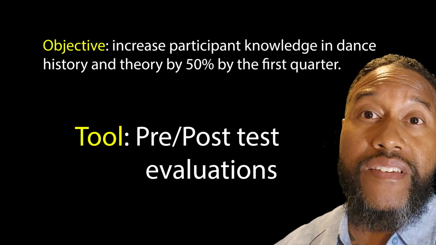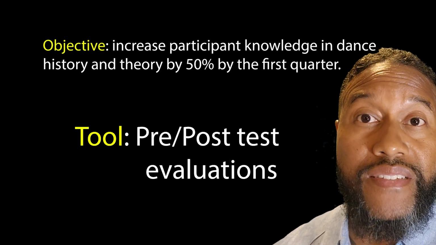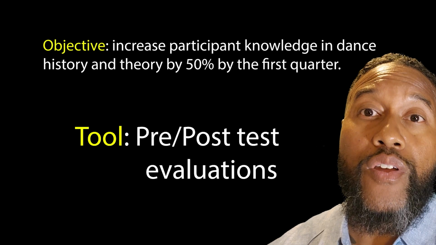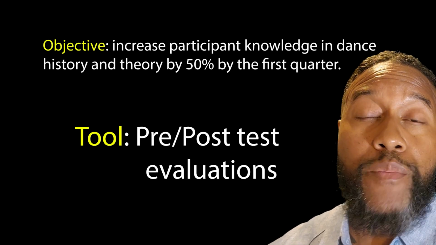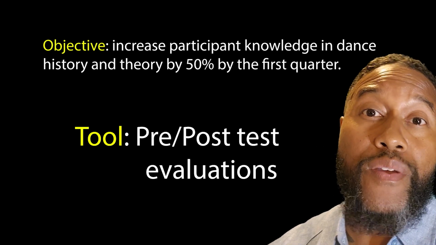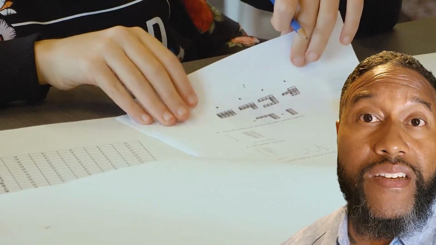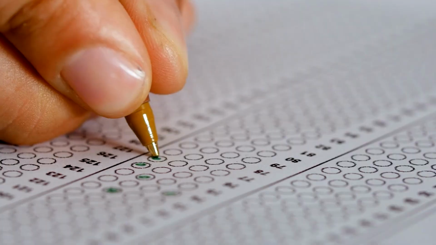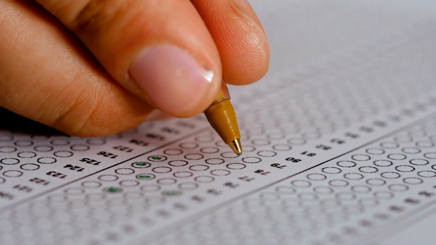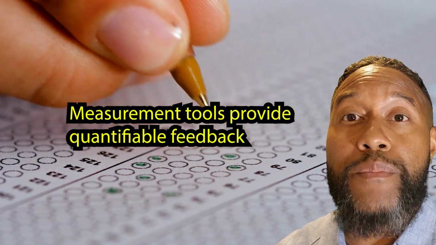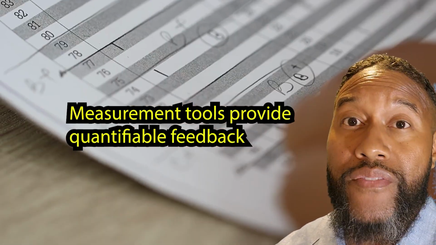If we want to increase the knowledge of each participant as it relates to dance history or exercise or dance or anything for that matter, we need to be able to see what they knew before they came into the program and then what they know after they're done with our program. The measuring tool could be the pre-test before you start the program and the post-test after the program. You compare both sets of data and hopefully there's an increase of knowledge of whatever it is that you're teaching them. Everything that you want to evaluate in a program needs a measurable tool because they provide quantifiable feedback.